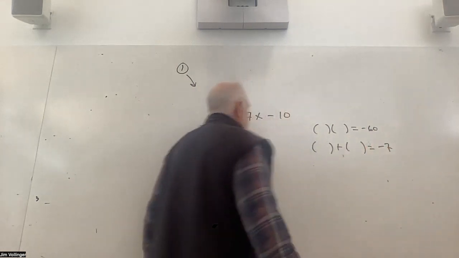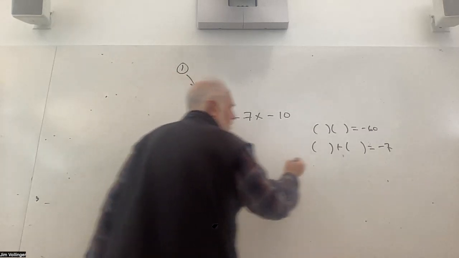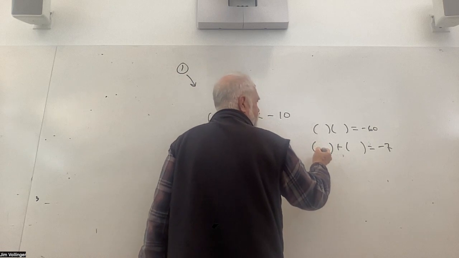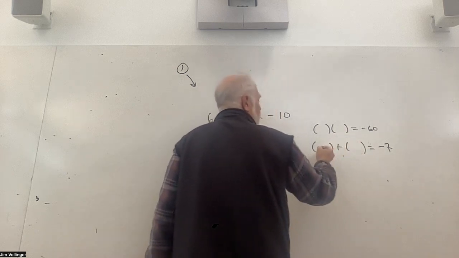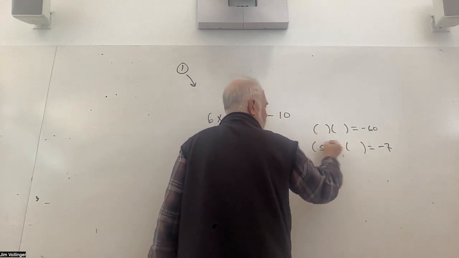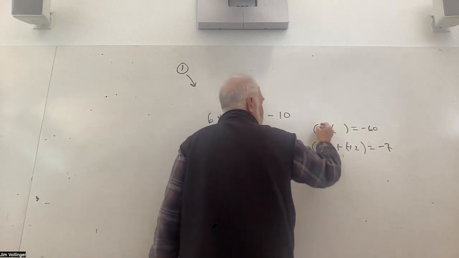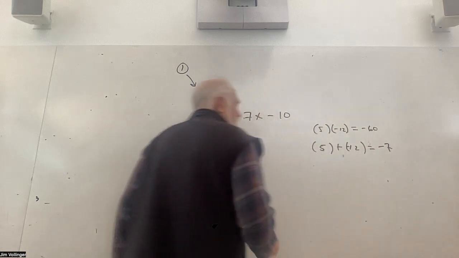Oh, that's 10 and 6, huh? It doesn't matter which one I use, but it's 5 and 12, excuse me, 5 and 12. 10 and 6 doesn't add up to this. So we want 5, we want 12, and we want this one to be the negative. All right, so 5 times negative 12, negative 60, 5 plus negative 12, negative 7.